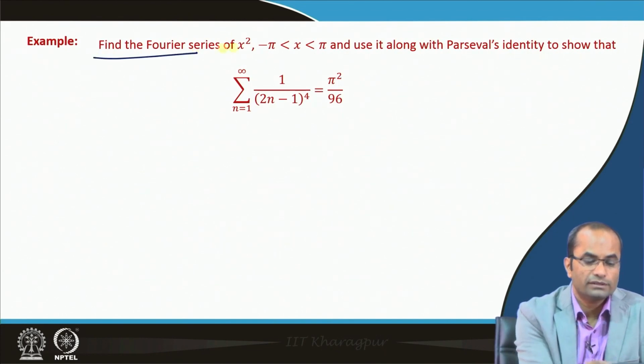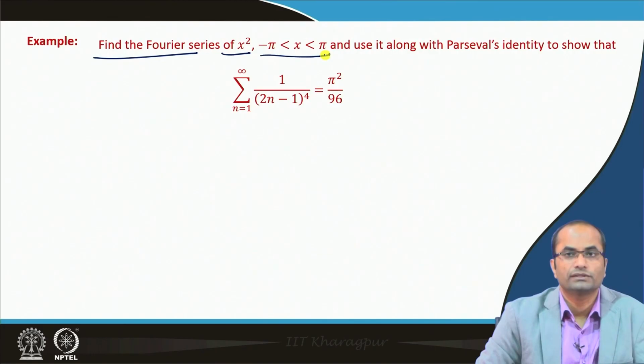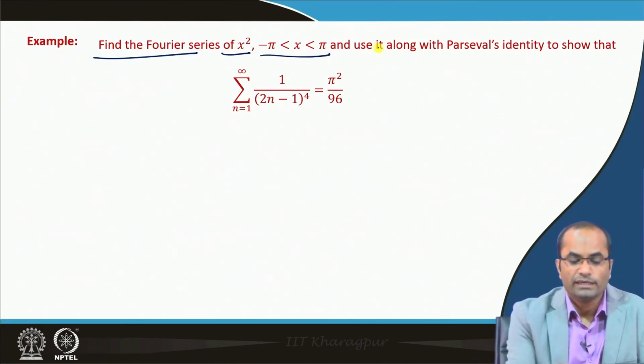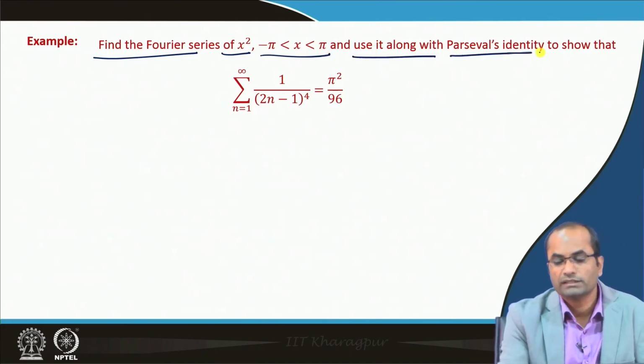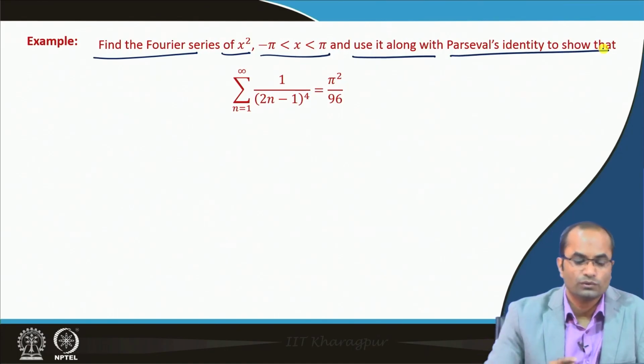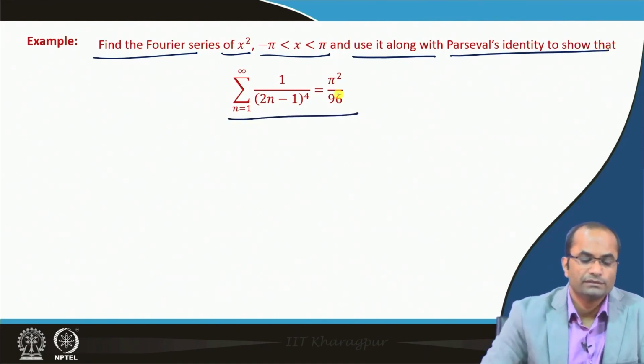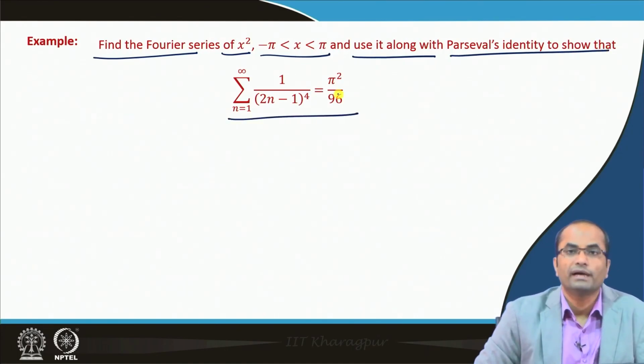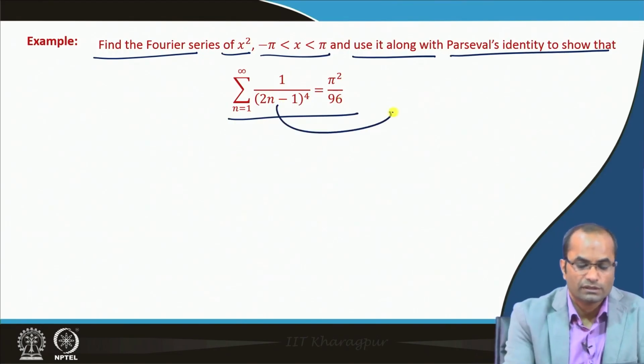So, find the Fourier series for this function x square defined in the interval minus pi to pi, and use it with Parseval's identity to show that the sum here is pi square by 96. So, what is the sum here again?